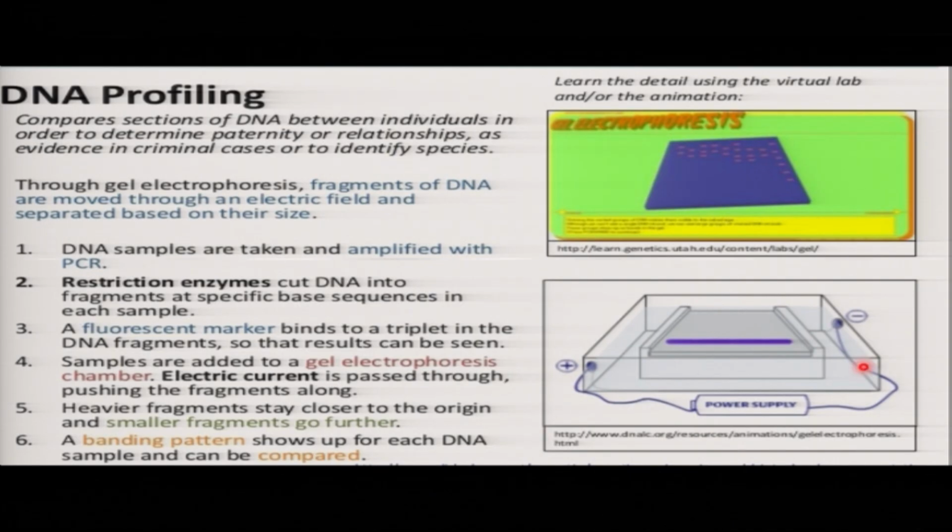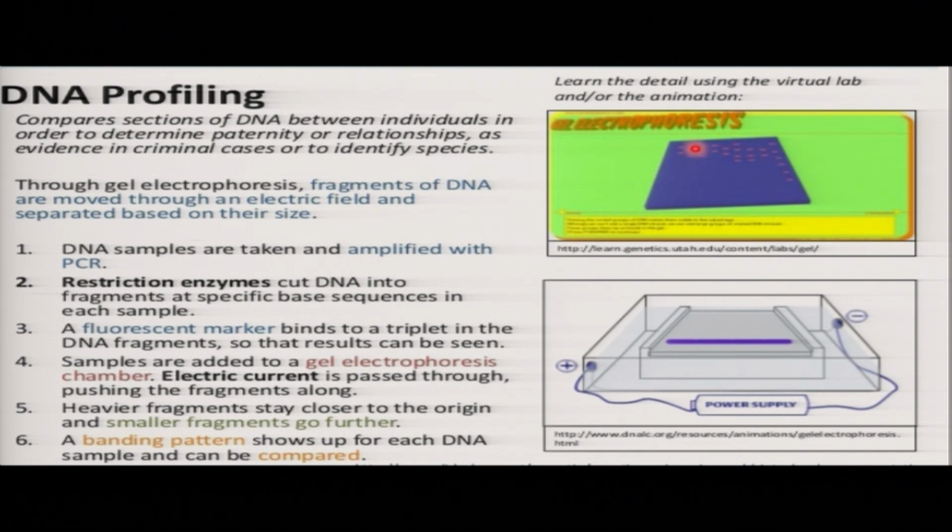So as you can check, the bed has charges, so we have an electric supply. So the plate that is embedded in is going to spread out. As you can check, a fluorescent marker binds the triplet in the DNA fragments, so the results can be seen. Samples are added to a gel electrophoresis machine. It's a chamber. Heavier fragments will stay close to the origin position, and smaller fragments will go further. So we look at the spread. Which ones stay at the bottom? Which ones are spreading up?